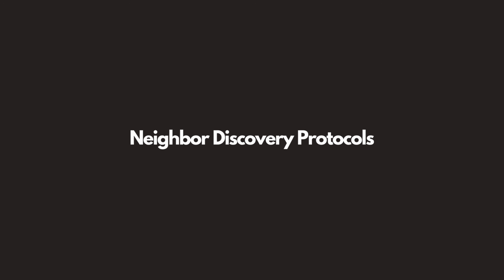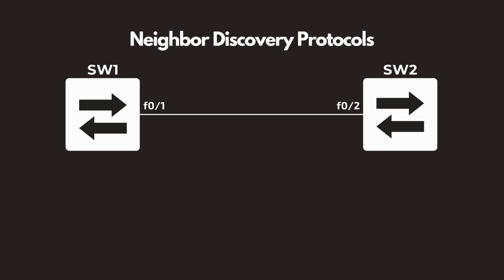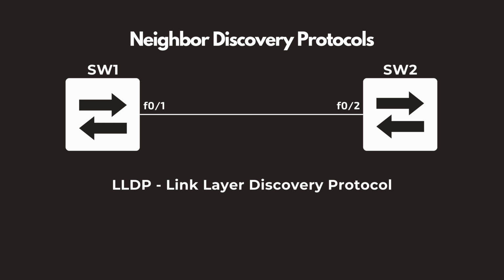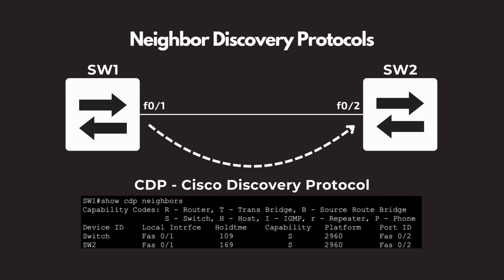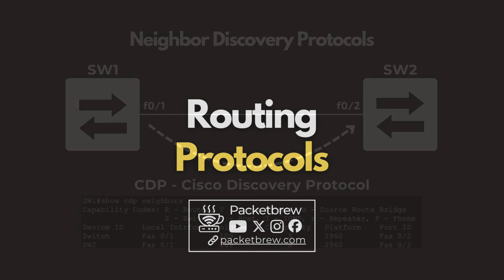Discovery of adjacent devices also happens in the local network. Link Layer Discovery Protocol is an open standard protocol used to discover neighbor devices, and Cisco has their own version, which is the Cisco Discovery Protocol.